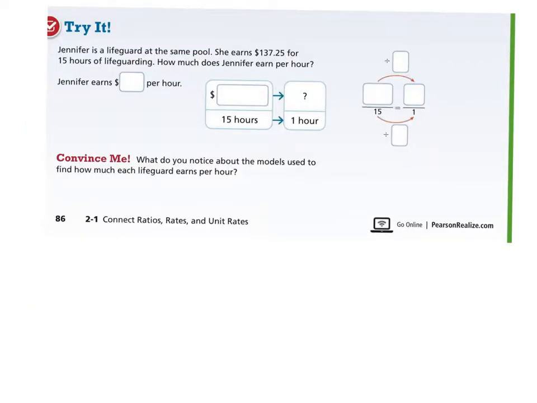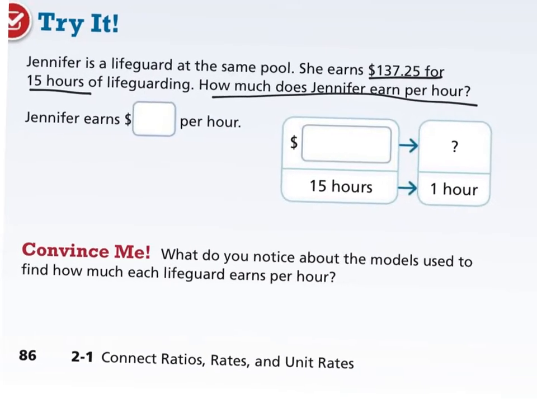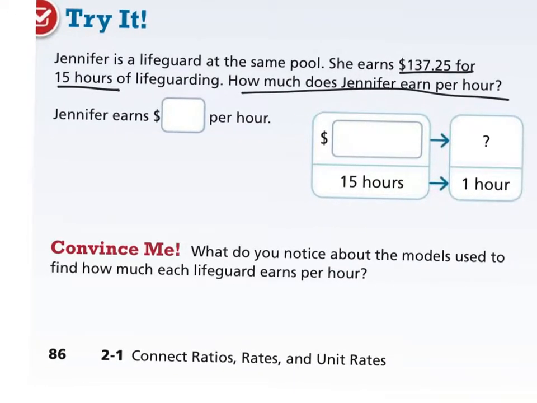So similar problem here. Jennifer is a lifeguard also. She's earning $137.25 for 15 hours. How much does she earn per hour? So basically the same concept here. We want to find out how much she earns per hour. Take her earnings per hour, earnings divided by hours. So 137.25 divided by 15.